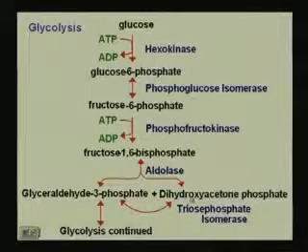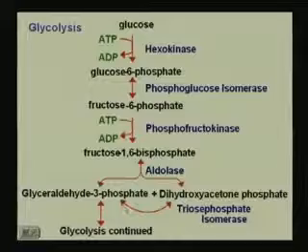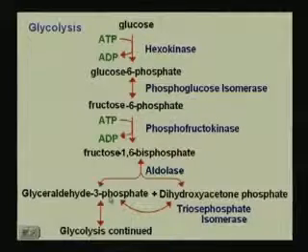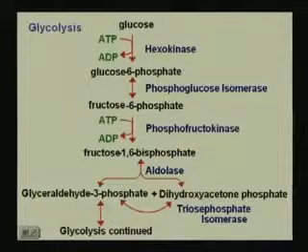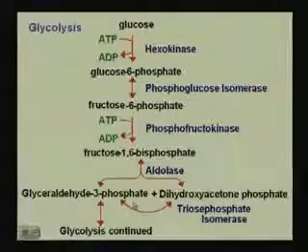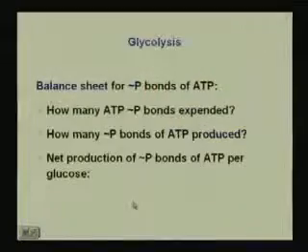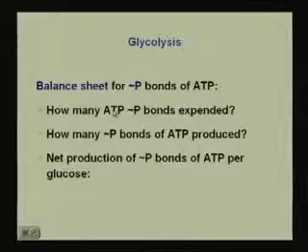Okay, and in the triose phosphate isomerase, we know that the equilibrium is shifted to this side because this is being consumed in the further steps. Okay, so our balance sheet for the phosphate bonds of ATP. How many ATP bonds are broken?